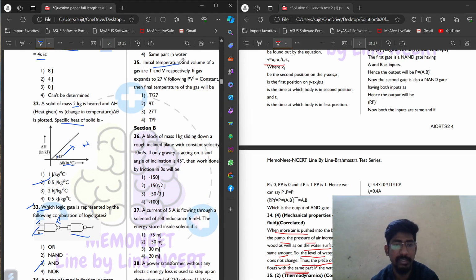Okay, question number 35. The initial temperature and the volume of a gas are T and V. Okay, the formula is given, and the gas expands from V to 27 V. PV^Q equals constant. So first understand this PV^Q.